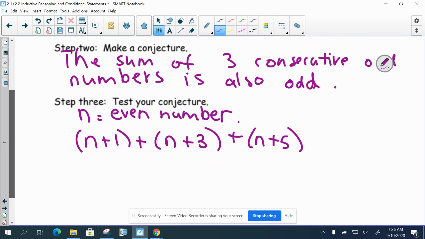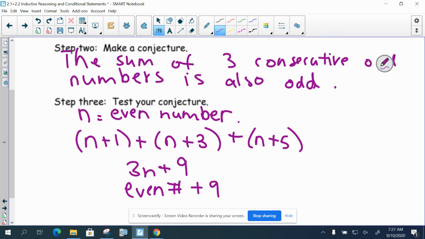So let's combine like terms. We have 3 n's. 1 plus 3 is 4, plus 5 is 9. So if you take 3 times an even number, you are going to get an even number. But if you add an odd number to it, you're going to get an odd number. So this is how you would test a conjecture with a general case using a variable to represent any even number. So we found out that any 3 consecutive odd numbers yield an odd sum.